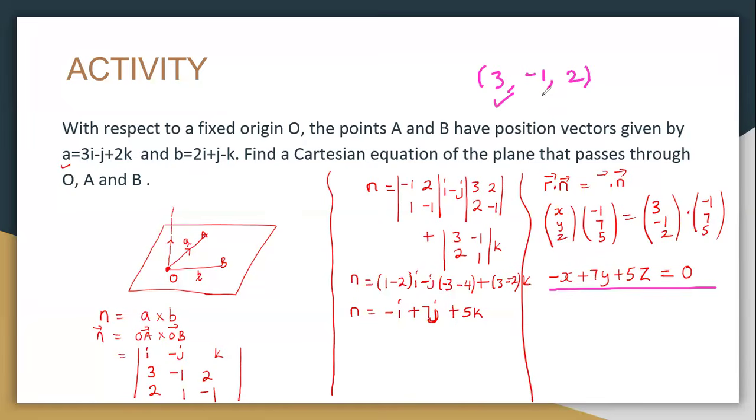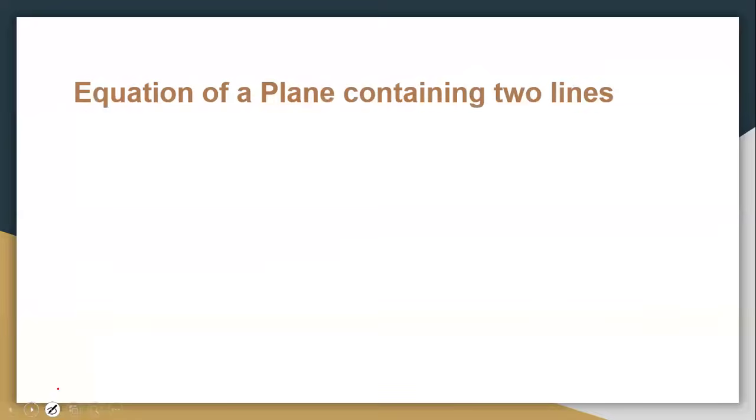The moment I substitute this, I must be able to get 0. Or in case there is a digit, I must be able to get that digit. So when you substitute -3 minus 7 plus 10, your answer will be 0. So that confirms that that point is on the plane. For you, whatever point you choose, as long as it is on the plane, you'll be able to get your answer as that.